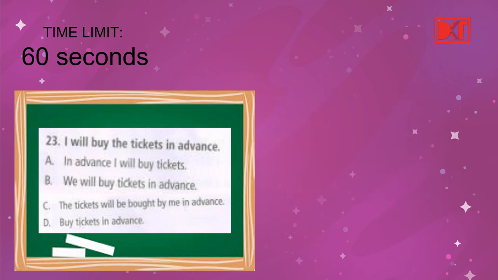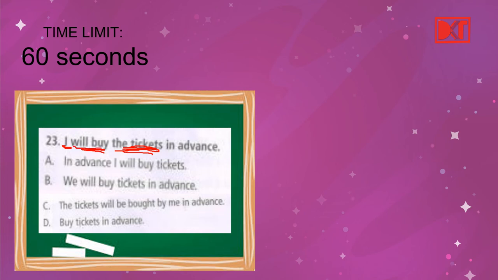Okay, so the next question says, I will buy the tickets in advance. So here, let's do it in a similar manner again. Here, what is the subject? I. The verb is will buy. The object is the tickets. So here the subject will become the object and the object will become the subject. So the tickets, the object, becomes the subject. We will say the tickets. And then will buy.